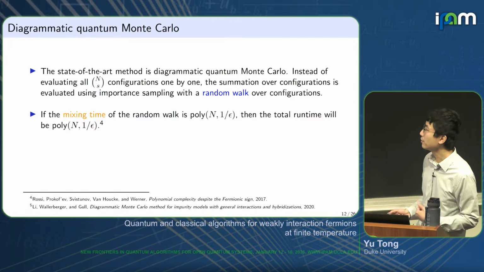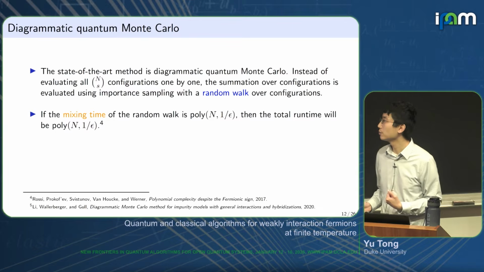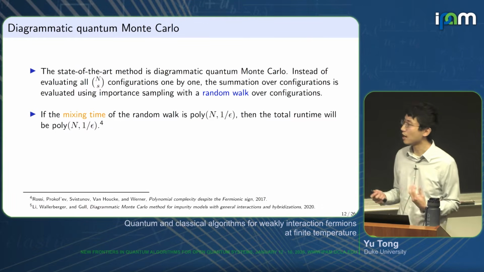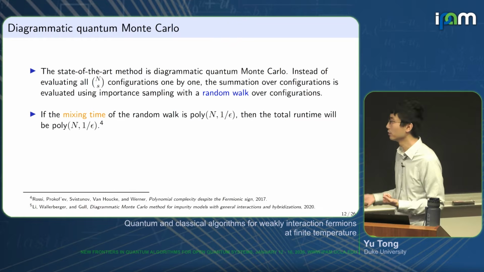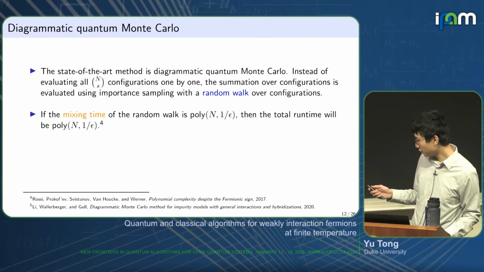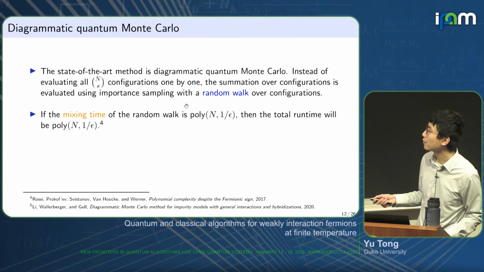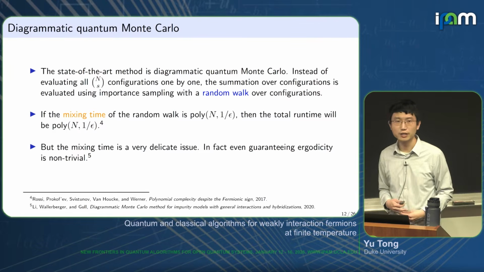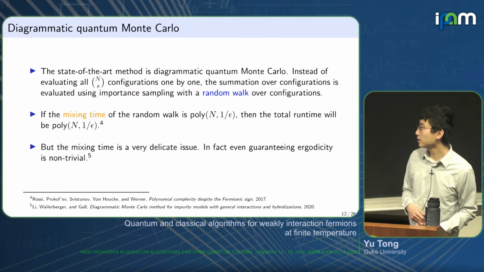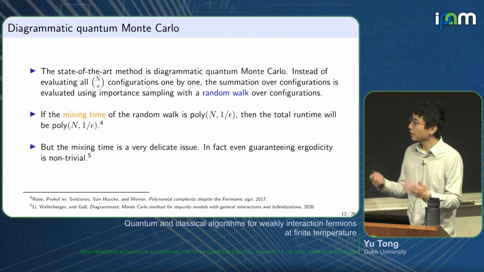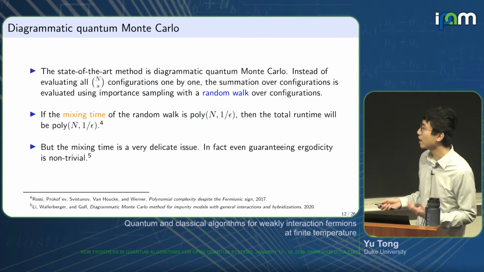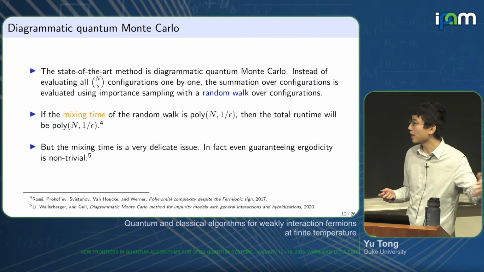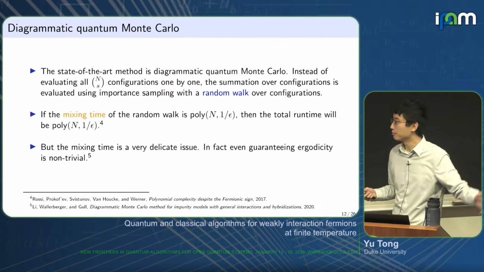It is known that if the mixing time of the random walk is polynomial in n and 1 over epsilon, then the whole thing can be done in time that is polynomial in n and 1 over epsilon. But this is a big if. The mixing time is a very delicate issue. In practice, if you don't do things in a smart way, sometimes even ergodicity is not guaranteed. Sometimes there are diagrams that you will simply miss.